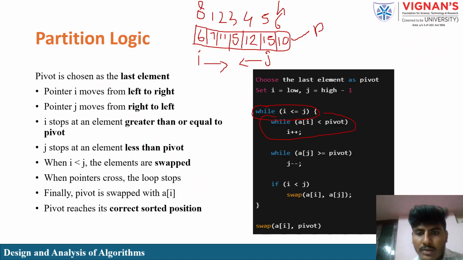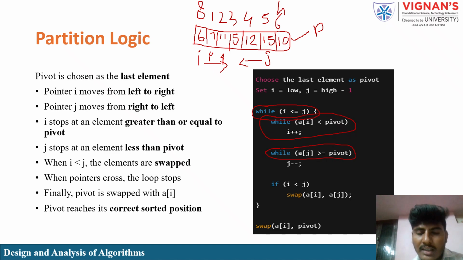Inside this loop we take another loop: while a of i is less than pivot, i plus plus. Here a of i is 6 and the pivot is 10. 6 is less than 10, the condition is true, so we increment i. Again check 7 less than 10, true, so we increment i. Here the condition fails, 11 is not less than 10. So we stop, with the i pointer at the second position.